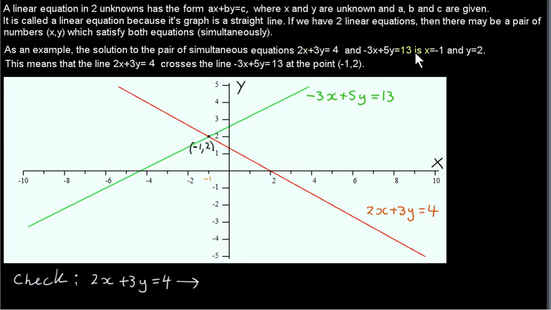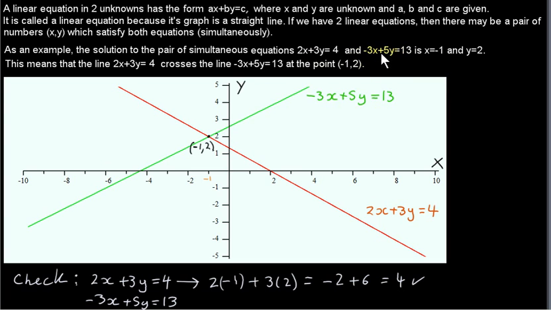As a check, I will show you that x equals minus 1 and y equals 2 satisfies this first equation, which I've written down here. So we replace x with minus 1 and we replace y with plus 2. And this should all work out to 4. We get 2 times minus 1, which is minus 2, plus 3 times 2, which is 6. Minus 2 plus 6 is indeed plus 4. So it does check out. So that tells us that the pair of numbers minus 1, 2 satisfies 2x plus 3y equals 4.